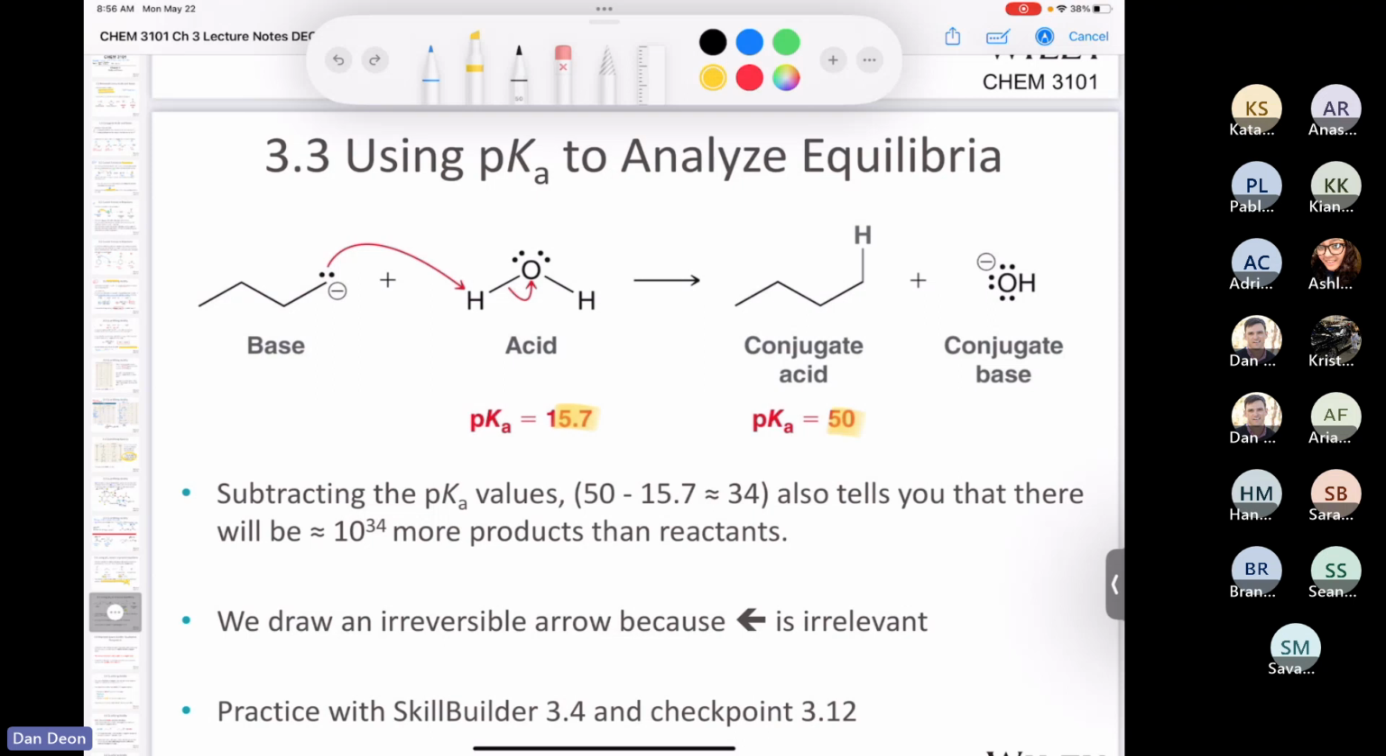So you can see that, this would be a butyl carbanion. If you put a butyl carbanion in water, you have no butyl carbanion left over. It just gets converted into this molecule, which is called butane. All righty, there we go.